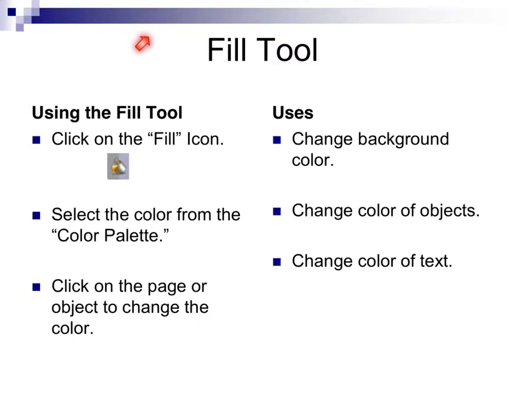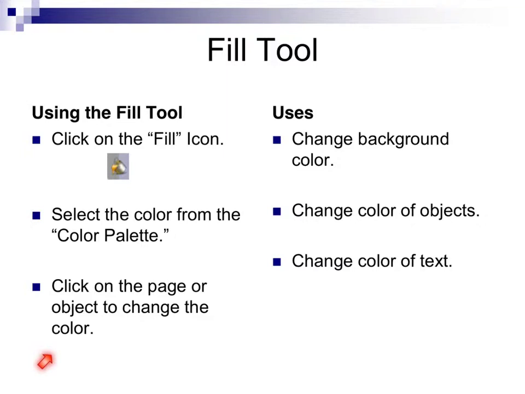The fill tool. The fill tool is used to change background colors. It's also used to change the color of objects, and it's also used to change the color of text. You will click on what looks like a little paint bucket. This is your fill icon. You will select the color from the color palette that you want to use. You will click on the page or object to change the color.